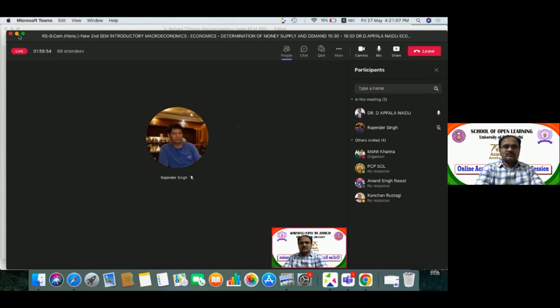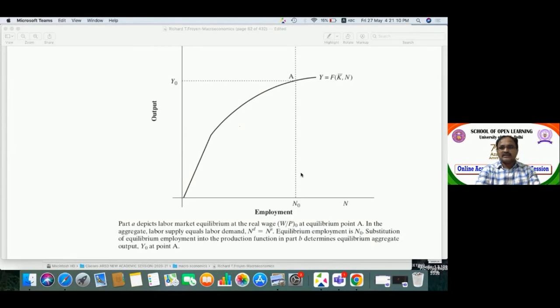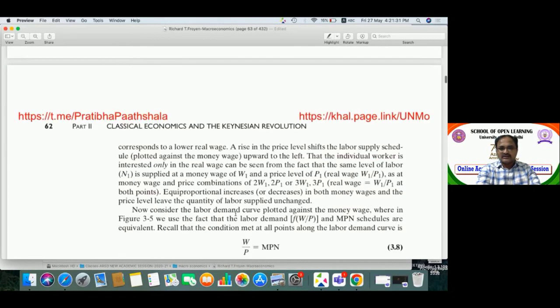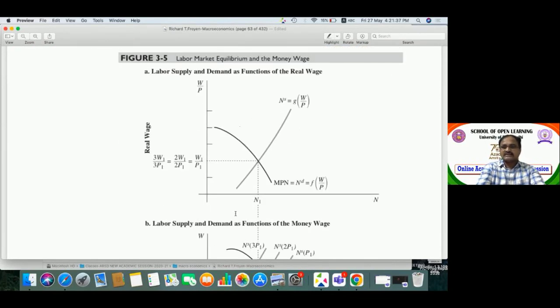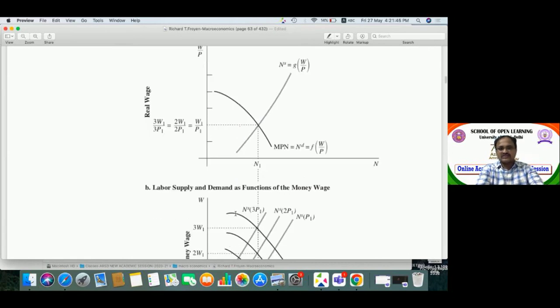So what is the classical theory equilibrium point? Where labor demand and labor supply are equal at a particular point, you can call that the equilibrium. At the level of employment or labor input N0, the output is Y0. This is the classical theory of labor input and output. Dear students, this is the answer we are supposed to write in the exam. If they ask a question like what is the classical theory of income, or critically examine the classical theory of employment, you have to write this answer. So these two diagrams.